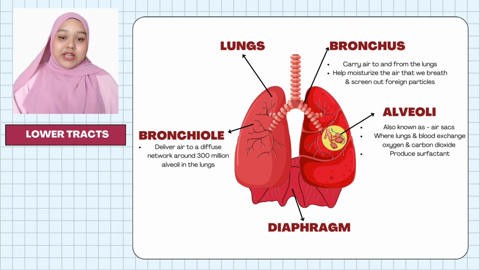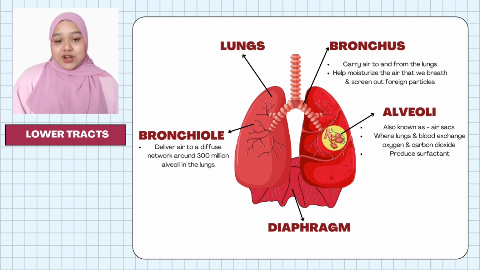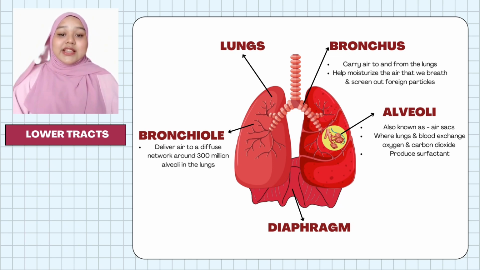Next is alveoli. Alveoli are commonly known as the air sacs. It is where the lungs and blood exchange oxygen and carbon dioxide. The alveoli also produce surfactant that reduces surface tension of the fluid in the lungs, preventing collapse during exhalation. And lastly is the bronchiole. These tubes conduct air from the larger bronchi to 300 million alveoli in the lungs, regulate airflow, and play a role in filtering, humidifying, and defending the respiratory tract.